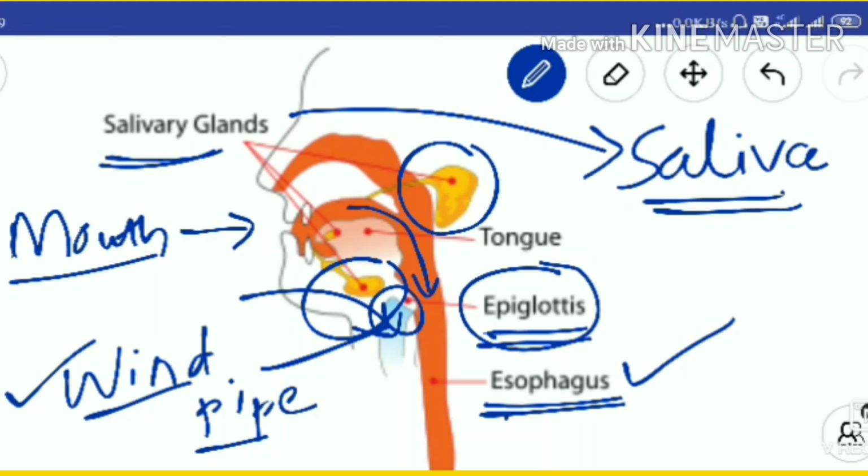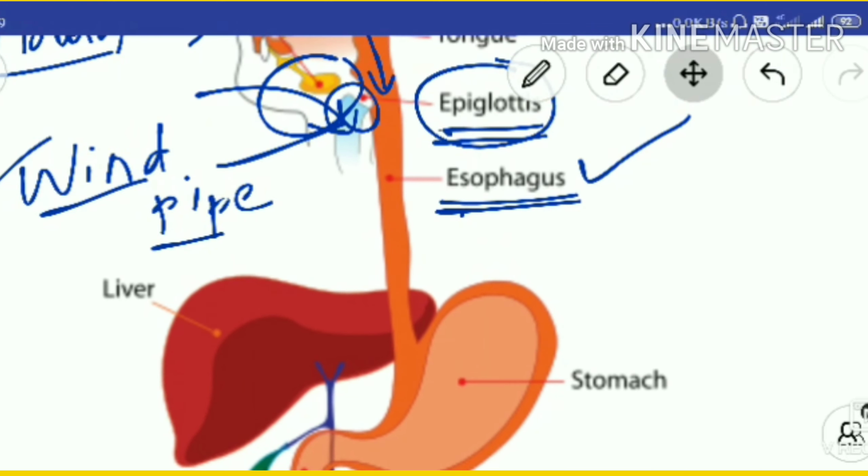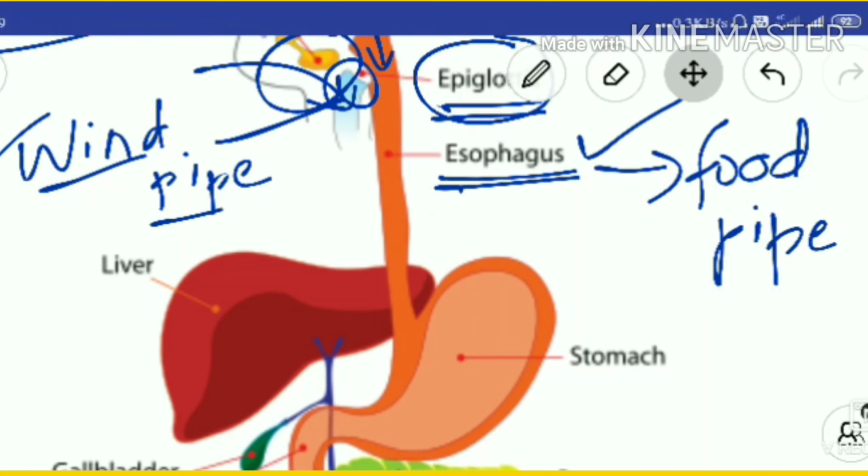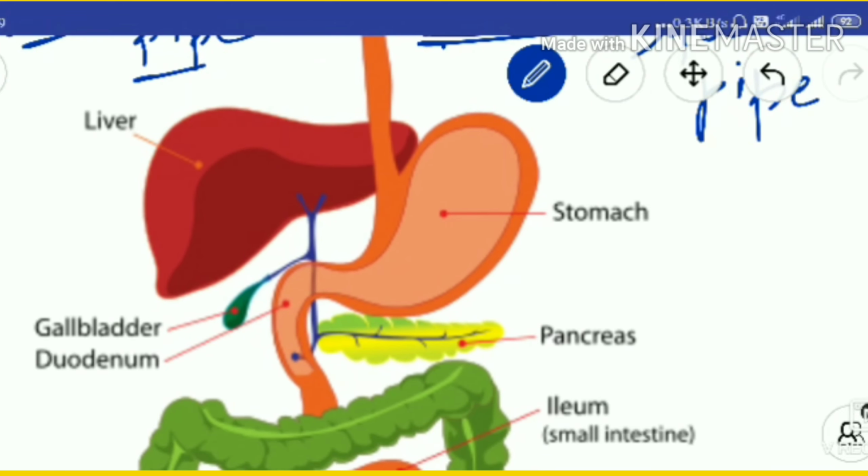Now see, after the mouth, you can see the esophagus. I already told you the name of this: esophagus is the food pipe. Okay, this is the food pipe. And this food pipe enters into this bag-like structure. This bag-like structure is known as the stomach.